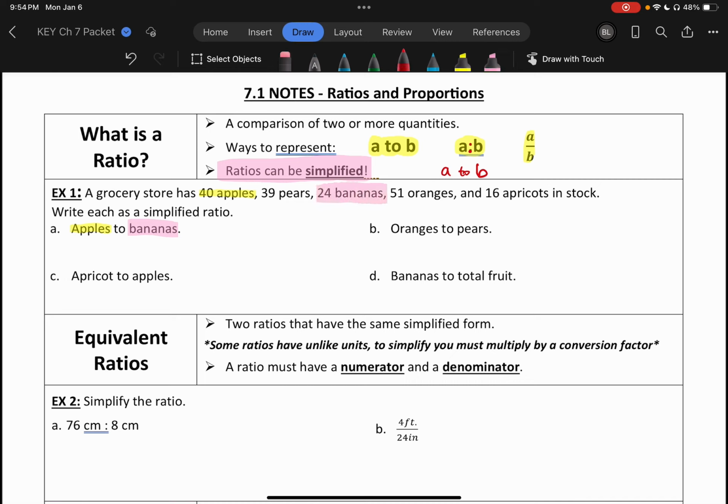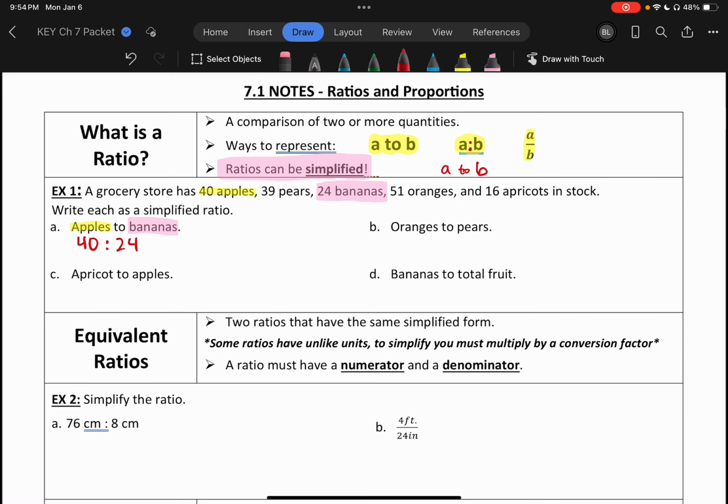So if I want to write this as a ratio, we can simply just write this as 40, that's the number of apples we have, to the number of bananas, which is 24. Right, and so we'll typically either write our ratios in this way, or most of the time you'll see that we'll write it as a fraction. So this ratio of 40 to 24 can also be written as 40 over 24. And so, like we mentioned earlier, ratios can be simplified. So our job right now is to simplify this ratio.